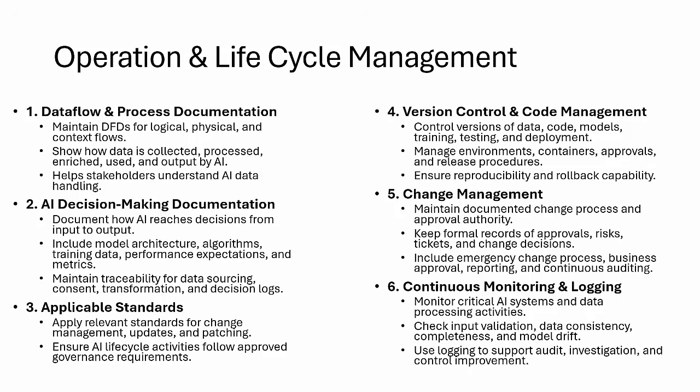One more important thing you need to understand here is that, for example, the model was trained on 2026 data, January. Now it is July. So there will be some new data that needs to be trained, new parameters that need to be set. That's why continuous monitoring and logging is very important, because we need to monitor especially critical AI systems.